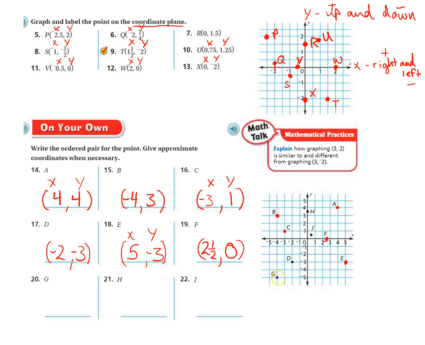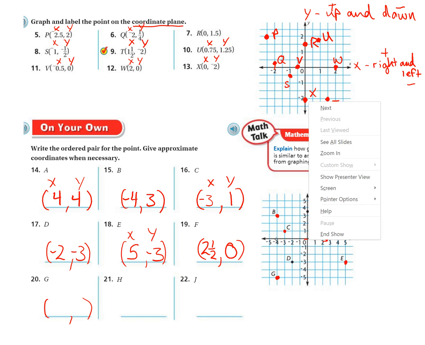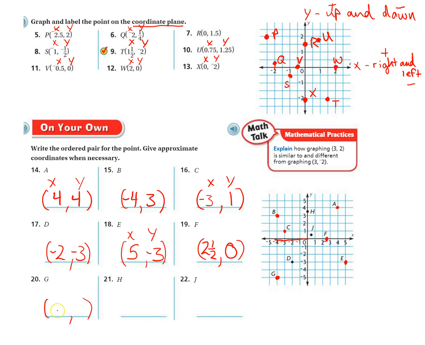Okay, point G. To get to point G, I have to start back at the origin, always start back at the origin. I have to move to the left 4. So left is -4. And then I have to move down 1, 2, 3, 4, 5. Down is negative and 5. Remember, X is first, Y is always second.